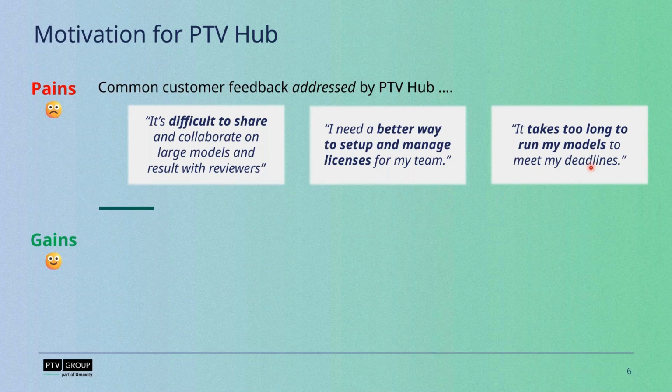And then finally, the last pain here is it takes too long to run my models and meet my deadlines. We've heard from many users, even though we're better than our competitors in some areas, that it may take 24 hours to run a large Visum model, or maybe you have 20 or 30 scenarios of a Visum model with 10 runs each or 100 runs each, something like this. So PTV Hub is a way to help streamline that pain.